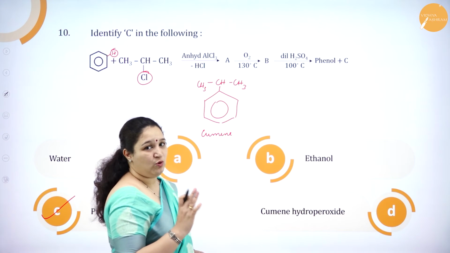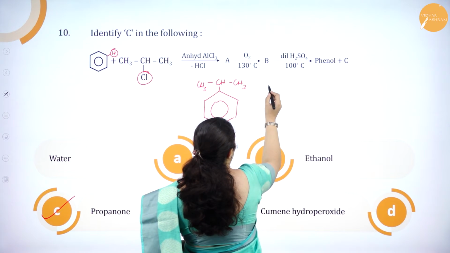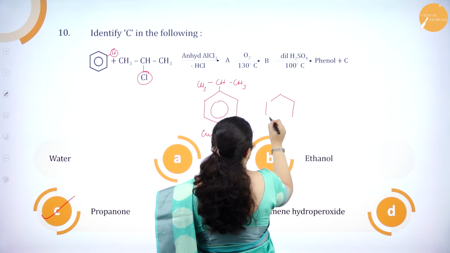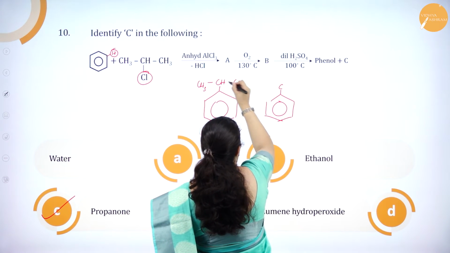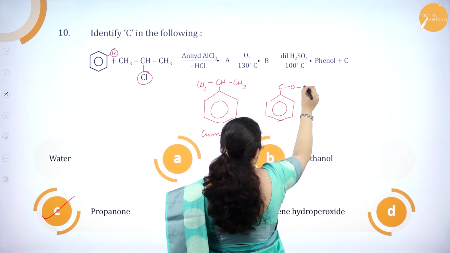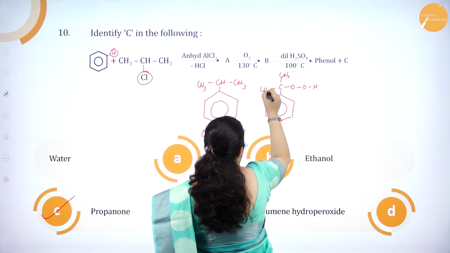But for those who don't know or have forgotten, I shall write it for you all. With oxygen at 130 degrees Celsius, you will get cumene hydroperoxide, that is oxygen will get added up here. You will get OOH and one CH3 group and one CH3 group.